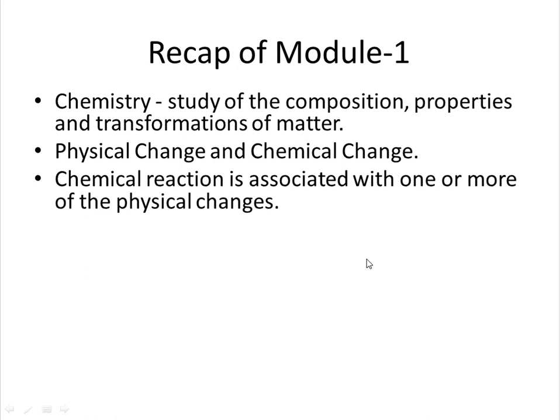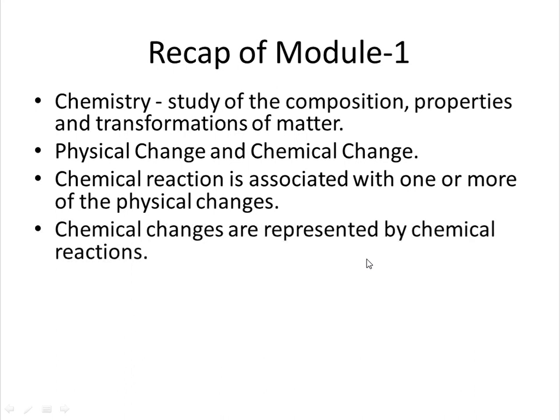Now what is a chemical reaction? A chemical reaction is associated with one or more of the physical changes that we have already discussed, because in a chemical reaction a new substance is formed, right? So the new substance has different physical properties, so physical changes also occur. Like when copper sulfate converts into zinc sulfate, its color changes. Now, chemical changes are represented by chemical reactions because new substances are formed in them.